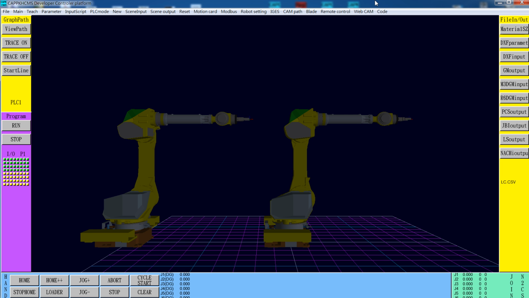Remote control the client terminal. On the screen, you can see two FANUC 710 robots controlled by station 1 and station 2. The same next to me opened two robots exactly like the screen you have seen.